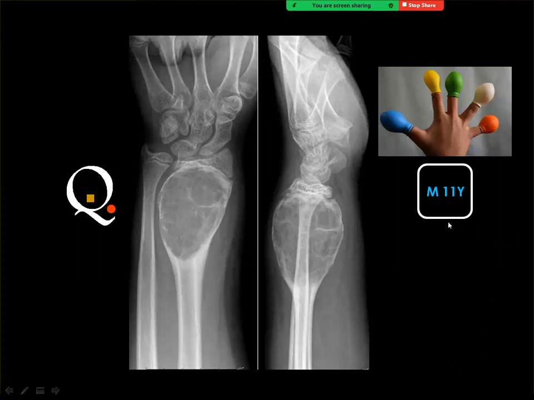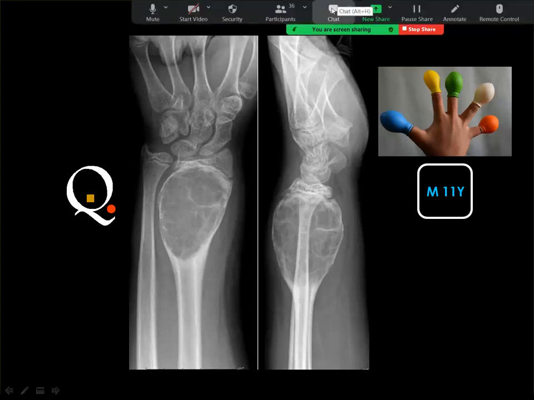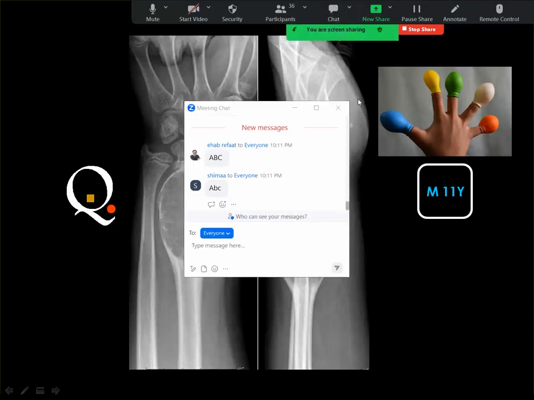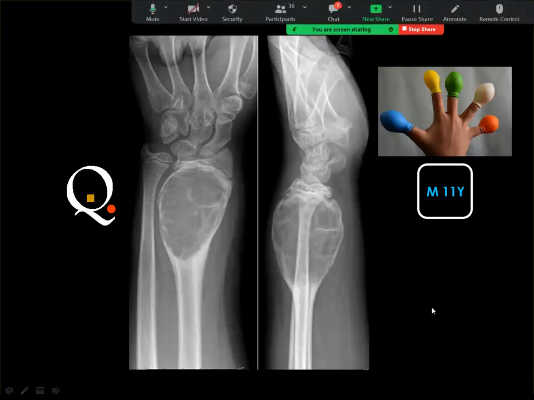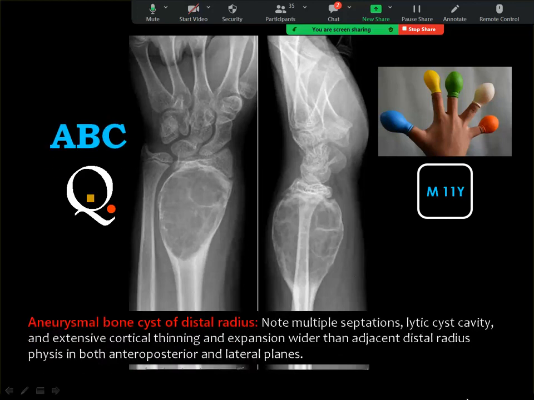Next case is a child, 11 years old, with a lesion in the radius. Yes, and this is ABC, or aneurysmal bone cyst, which is very similar to a finger in a balloon, meaning that the transition zone between the lesion and the normal bone is very narrow. And this is not seen in simple bone cyst, for example, but is well evident in aneurysmal bone cysts.